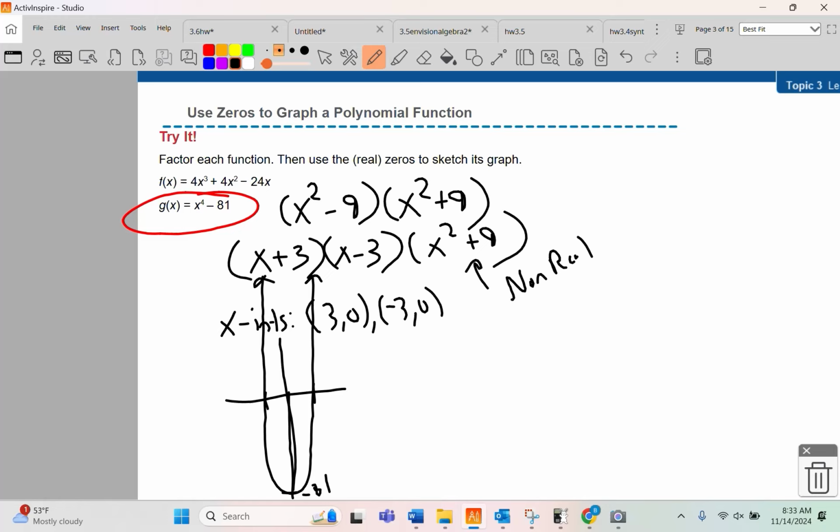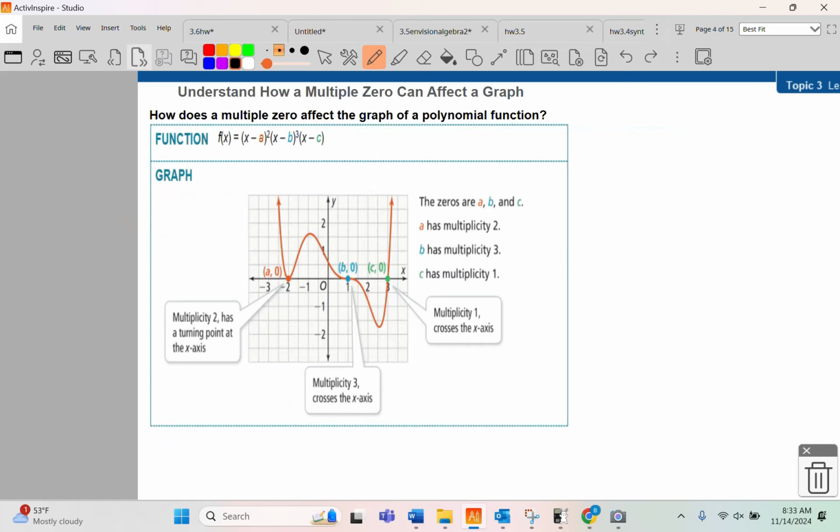All right. The next thing in your notes is multiplicity of zeros. There's actually a pretty good little slide you look at in here, so I kept it. So how does a multiple zero affect the graph of a polynomial? The only thing difficult about it is they're using letters A, B, and C. Now, here we have this factor x minus a squared. That means the zero is at A, right? So I find A, and the 2 there. And it says the multiplicity is 2, we have what's called a turning point.